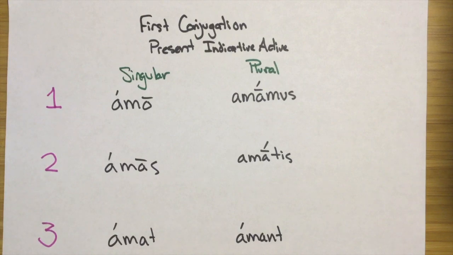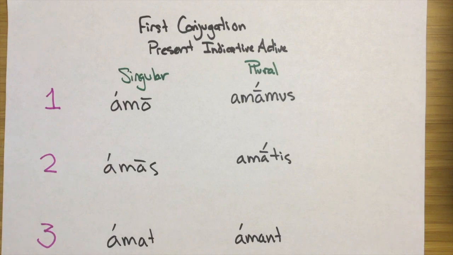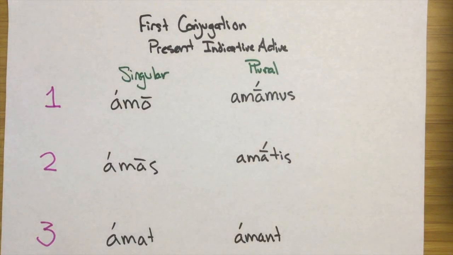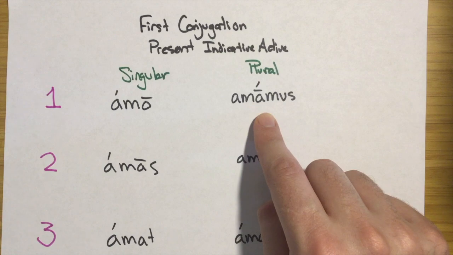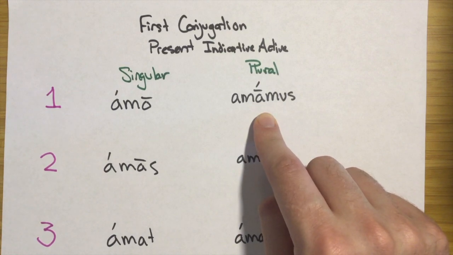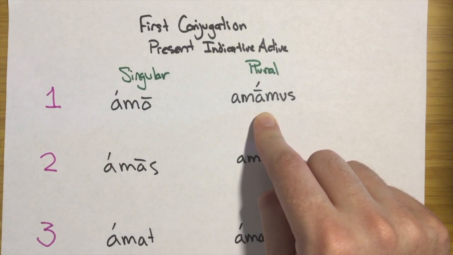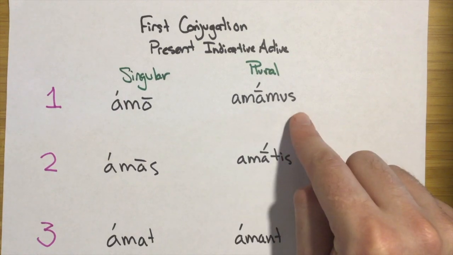Third person singular is one singular subject that is not the speaker or the listener. So it's he, she, or it loves or likes. First person plural would be multiples of the speaker, or multiple people including the speaker. So amamus would be we love or like.